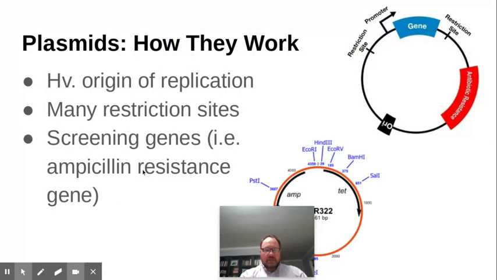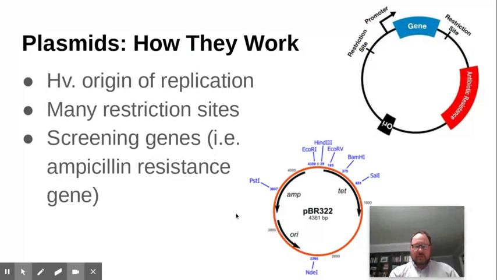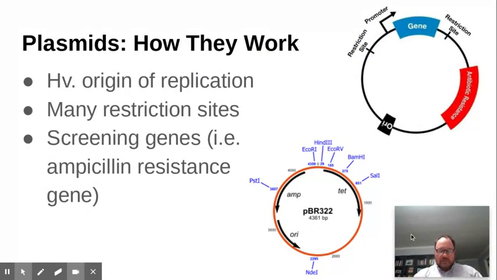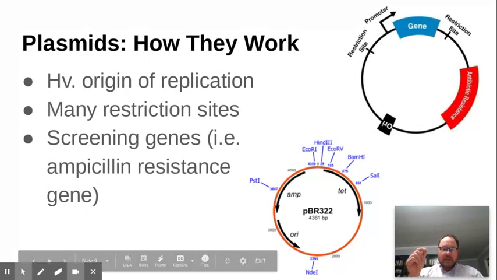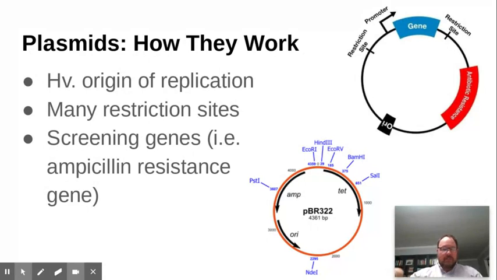All right, so what are some of the key features of a plasmid? Well, one is you want to have an origin of replication. The origin of replication is where the DNA polymerase can attach and basically copy the plasmid. So you definitely need to have an origin of replication so you can copy the plasmid.